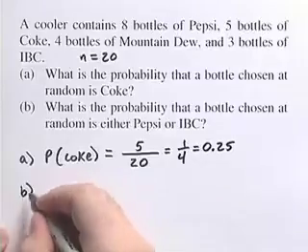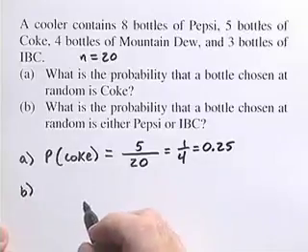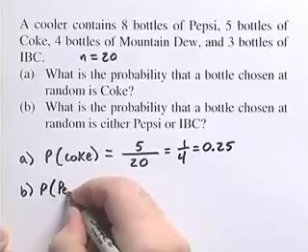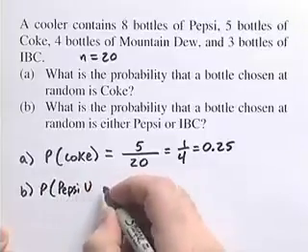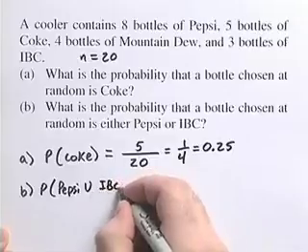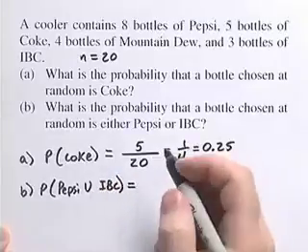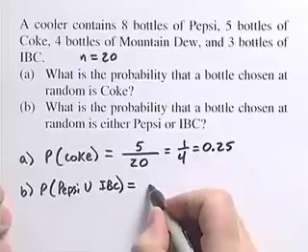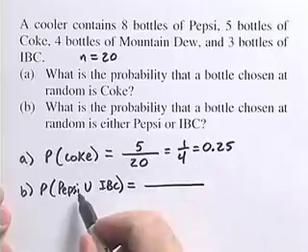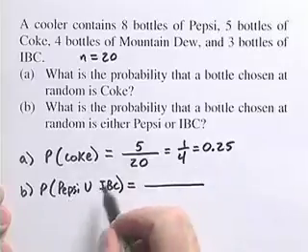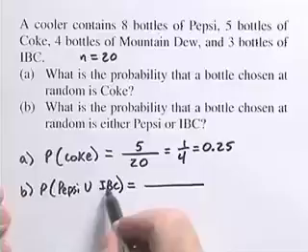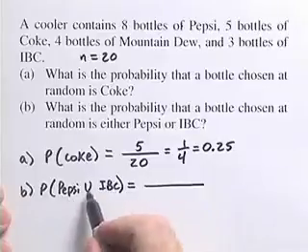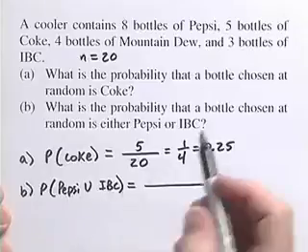For part B, we'd like the probability that a bottle chosen at random is either Pepsi or IBC. So we want the probability of Pepsi union IBC. To solve this problem, we can think of, again, equally likely events. We look at how many different bottles are Pepsi or IBC. Since they can't be both Pepsi and IBC at the same time, they're mutually exclusive, so we just add up the number for Pepsi and the number for IBC.